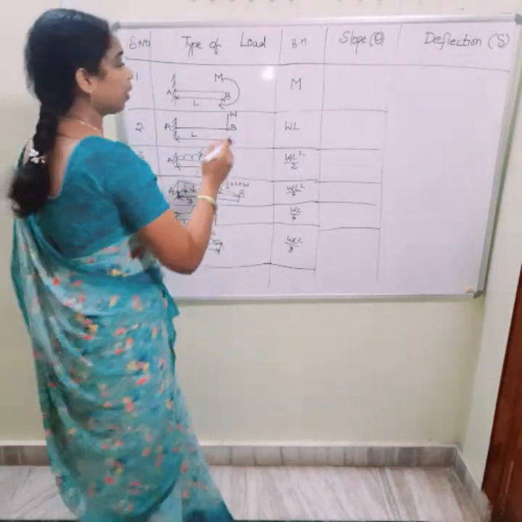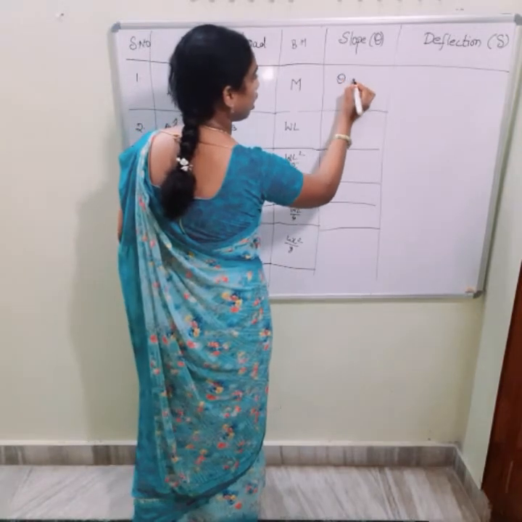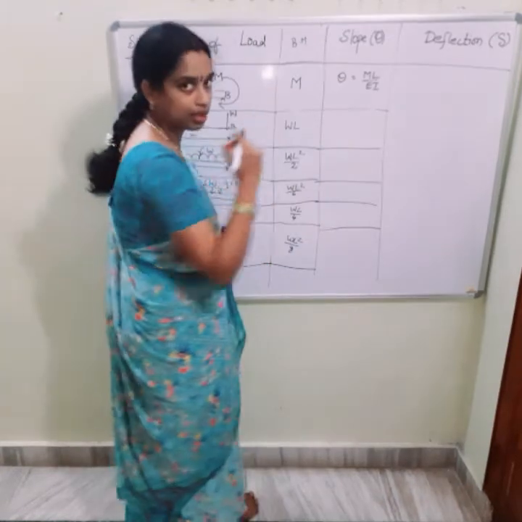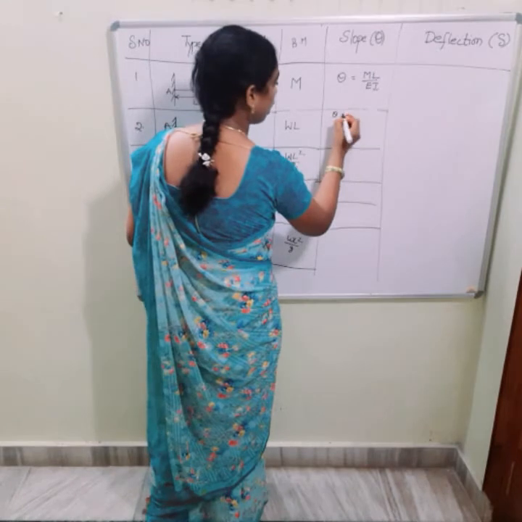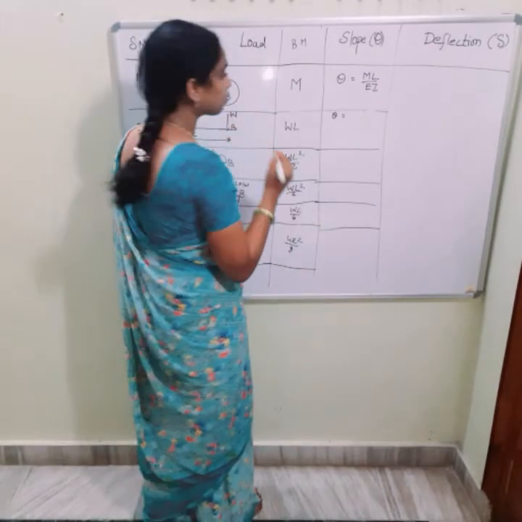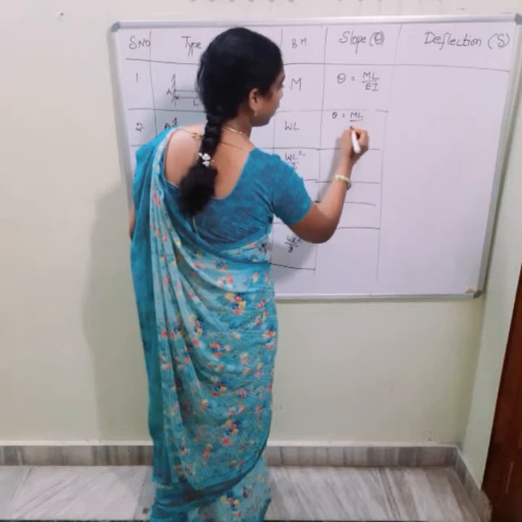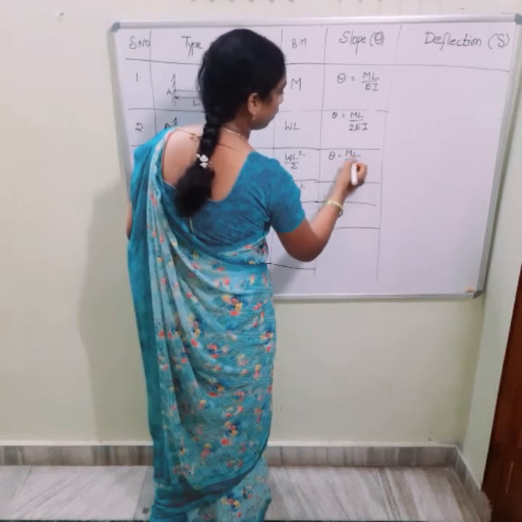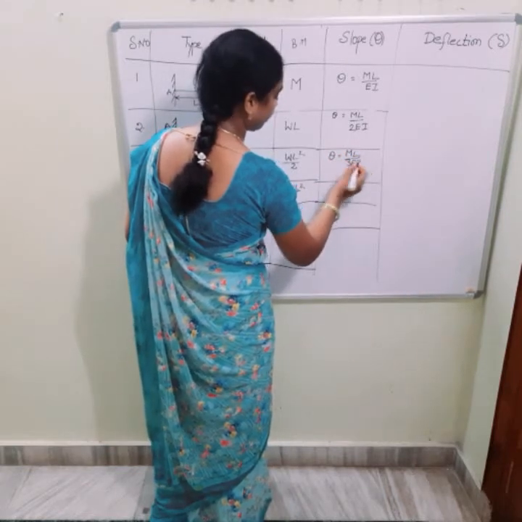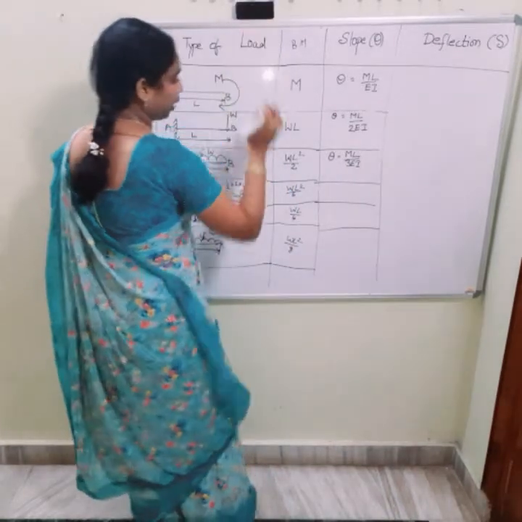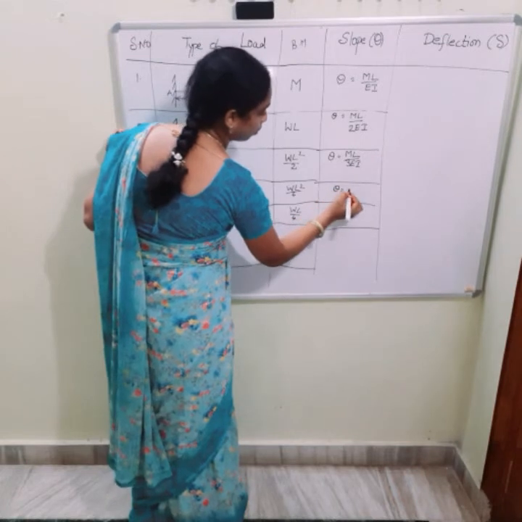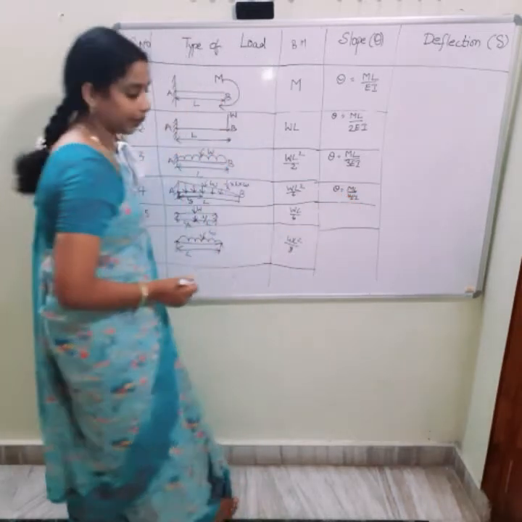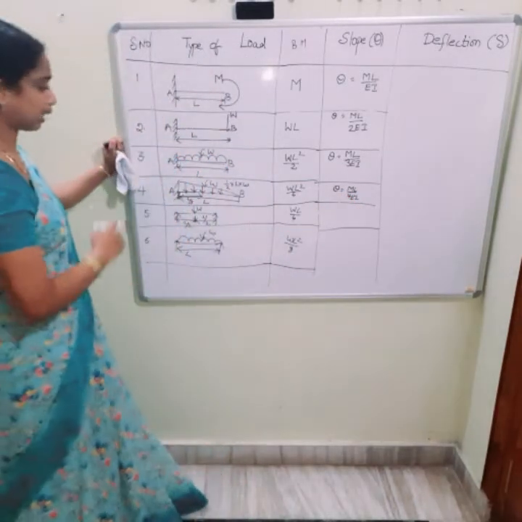slope and deflection. So here slope I am denoting as theta is equal to ML by EI. Please follow the sequence. What is the coefficient before EI? 1. Here I am writing ML by 2EI. Next one, theta is equal to ML by 3EI. Next load condition is theta is equal to ML by 4EI. So up to here it is a cantilever beam.